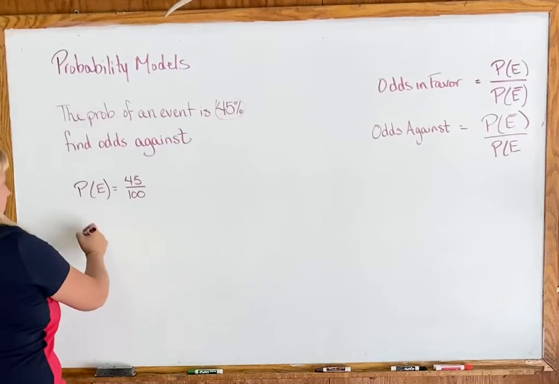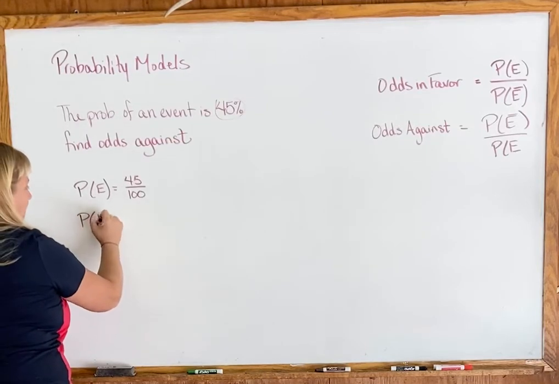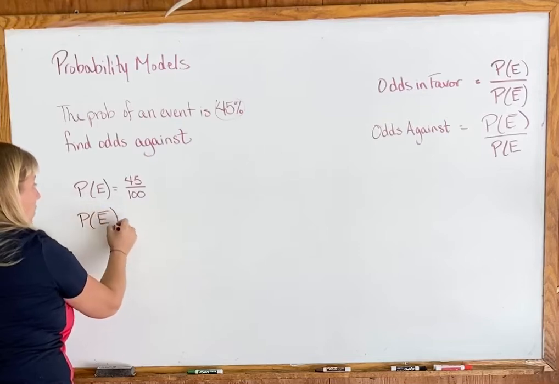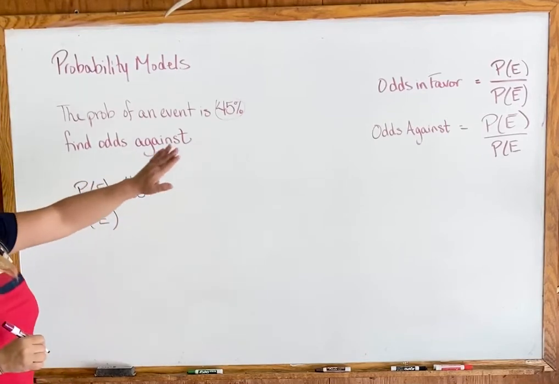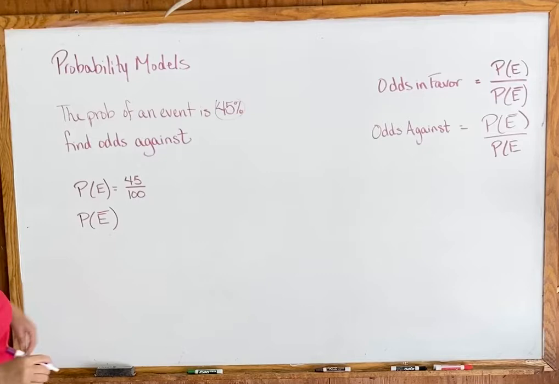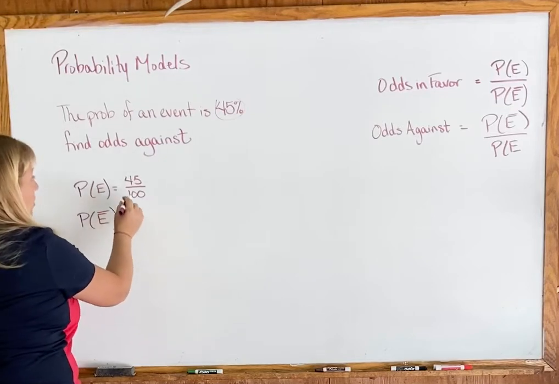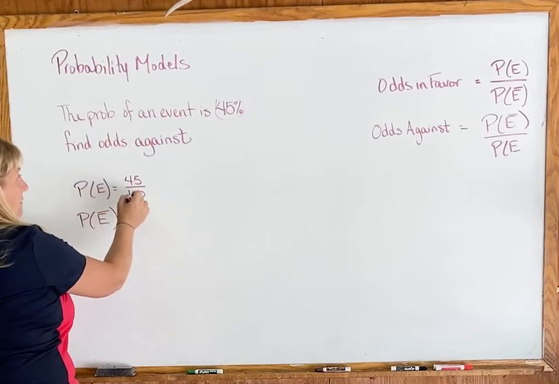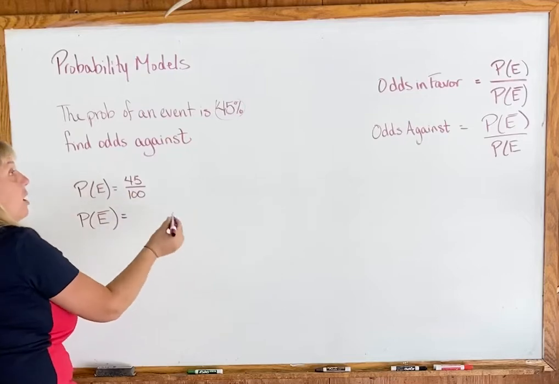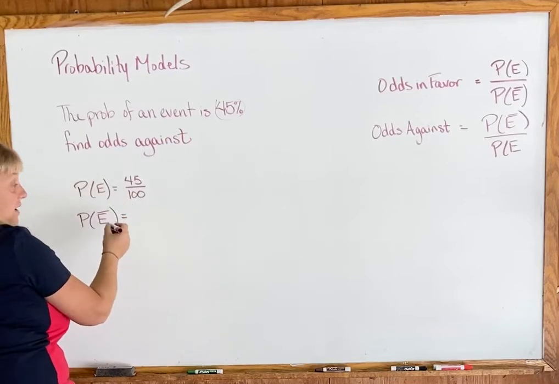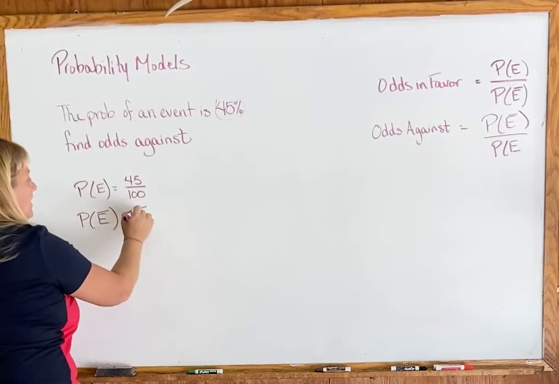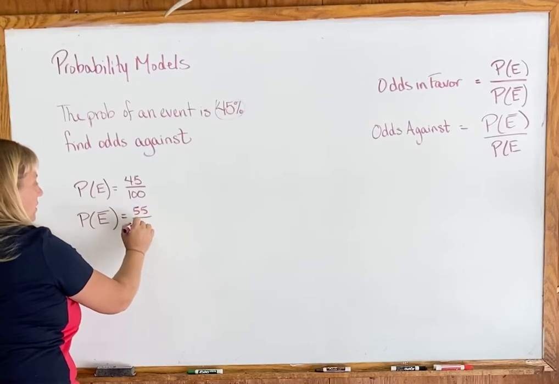All right, now, we're going to need both of these, right? If we have the probability of E, we also need the probability of its complement. So if 45% of the time this event happens, then the complement would be 55. But again, we're going to write that as 55 over 100.